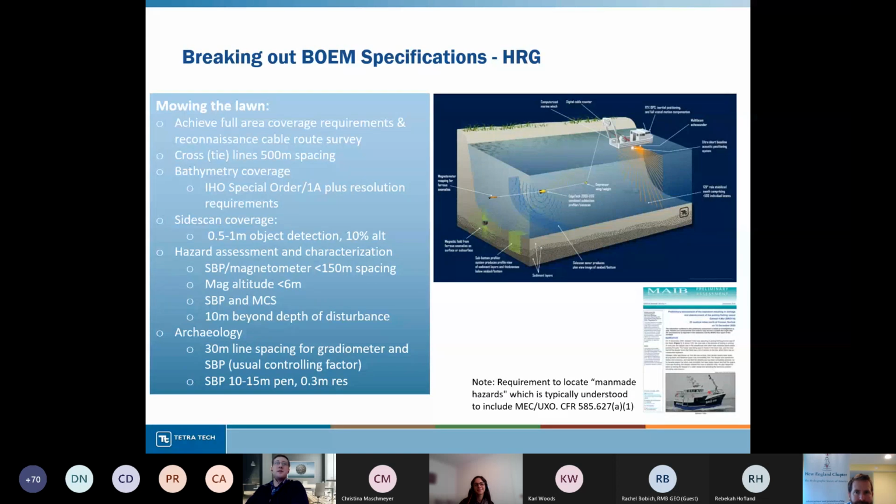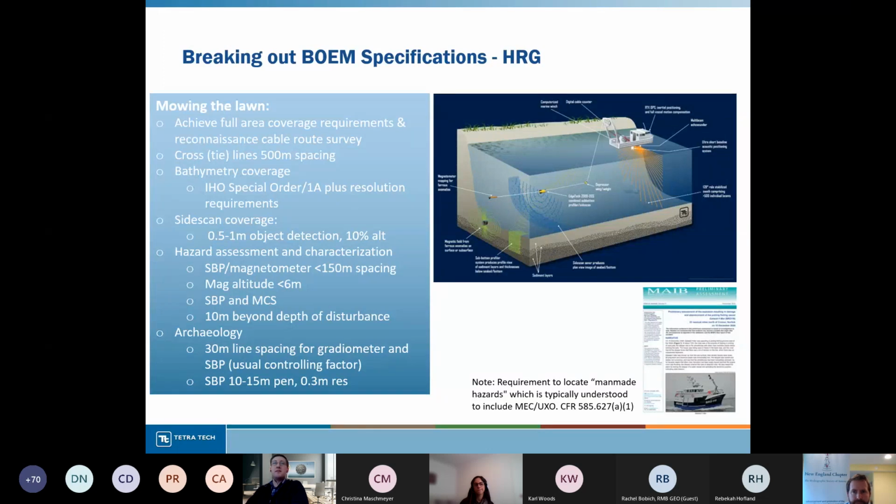They make some specifications about the size of the deliverables you'll have to get and the size of the objects they're interested in. They do want sub-bottom and magnetometer, but only at a fairly coarse 150-meter line spacing, and with the mag at below 6 meters.